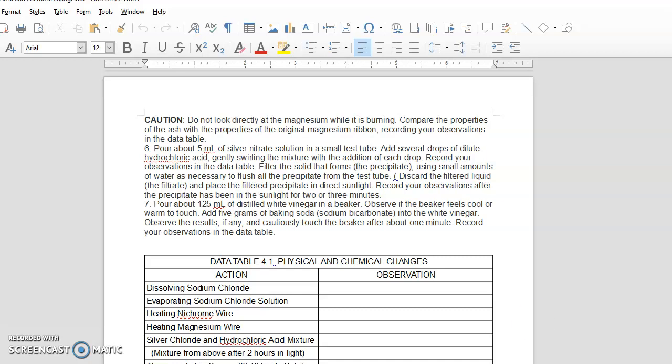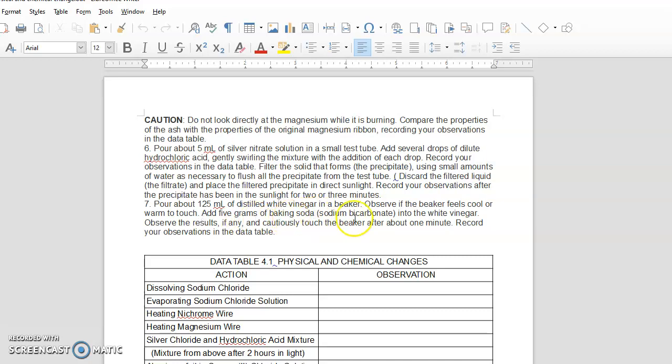Next, what you do is you take distilled vinegar. You don't have to have a beaker. You can just have a little cup there. It's best if you have a clear glass, right? A little small juice glass. Then see whether the beaker feels cool or warm to the touch. Well, it just depends upon how warm things are in your kitchen.